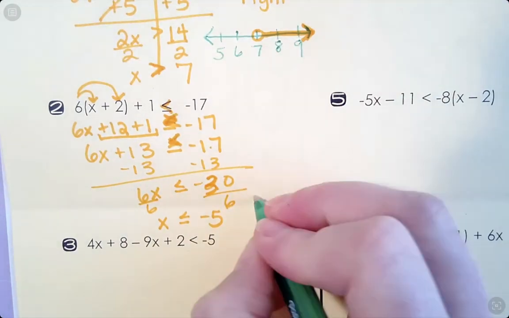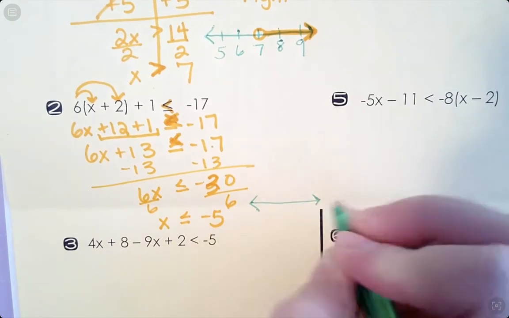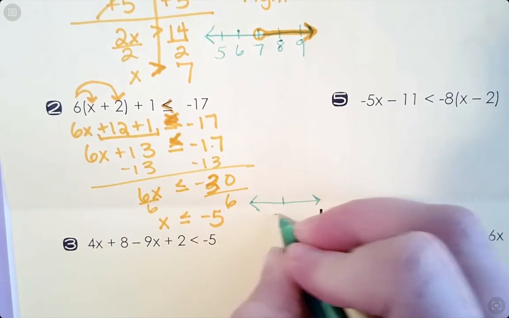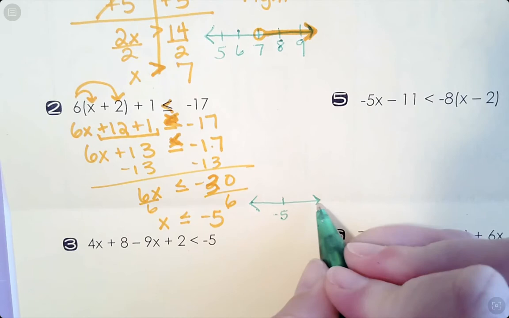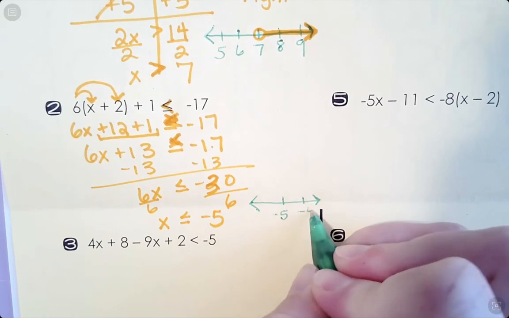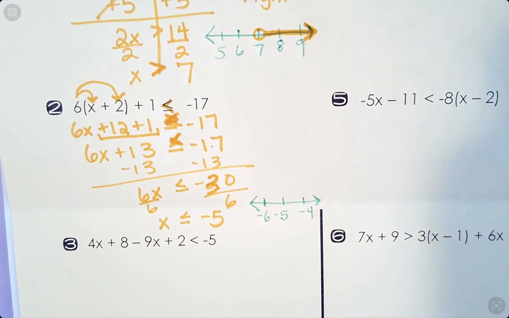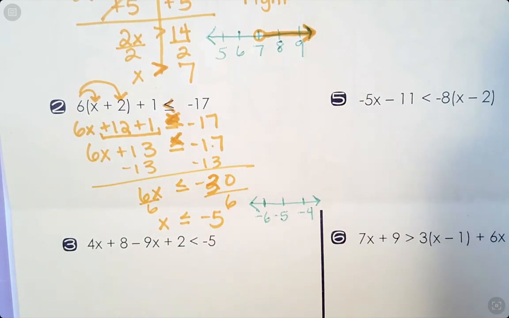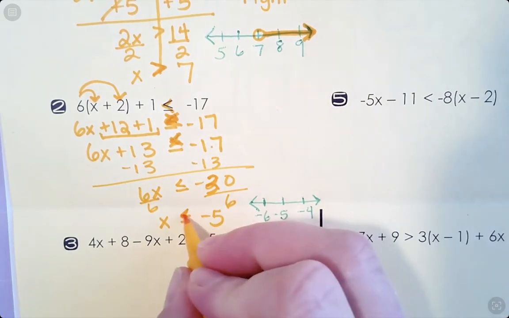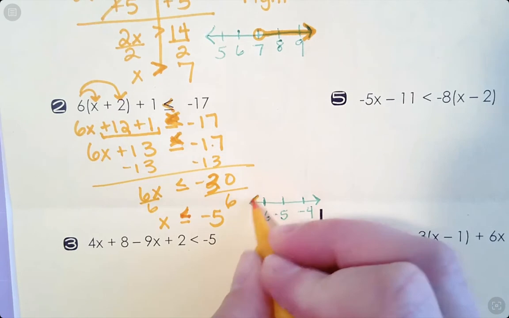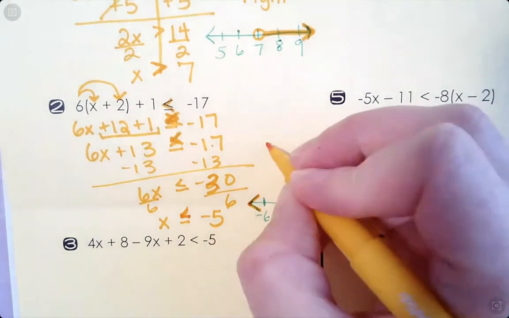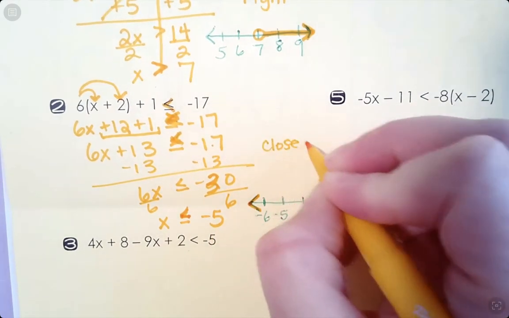So our number line, we have negative 5. And if we go right, that's getting bigger, so it'd be negative 4. Then left would be negative 6. So it's going to go left, and it's going to be a closed circle. So closed and left.